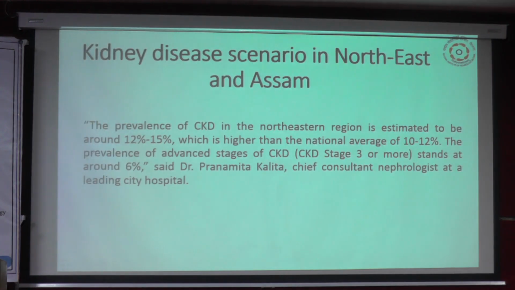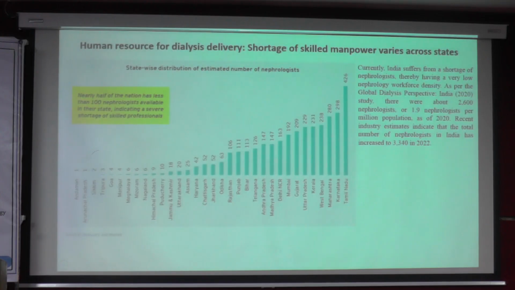So these are the statistics, and this is the scenario in the Northeast and Assam. The rate is much higher than the national average. Our national average is 10 to 12%, but in the Northeast it is 12 to 15%. So people in the Northeast are more prone to kidney disease. These statistics I have taken from Dr. Kolita Madam, the chief consultant nephrologist at a leading city hospital in Guwahati.